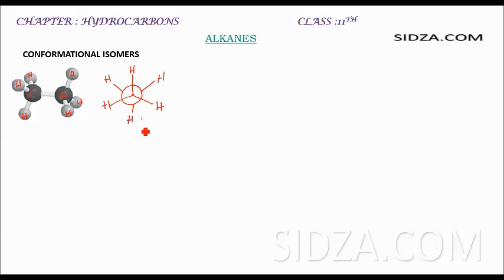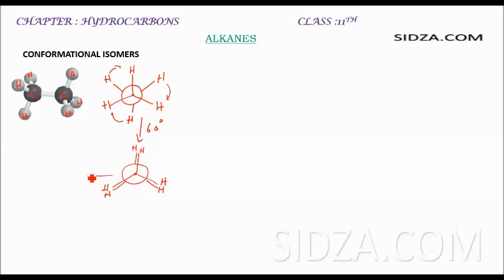If I give a rotation of 60 degrees, let's suppose I rotate the back carbon by 60 degrees, then what do you get? You get an eclipsed state. Now there will be eclipsing between the front and the back carbons. All the hydrogen atoms will be under eclipsing.